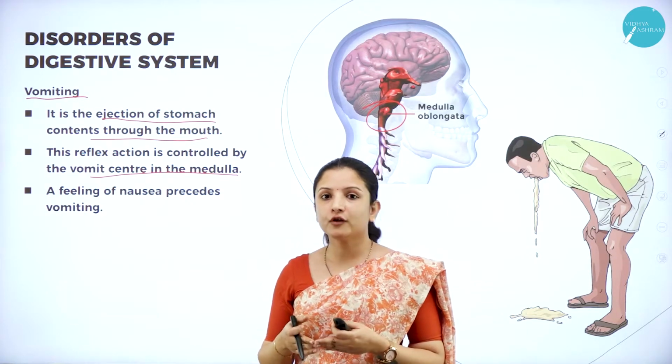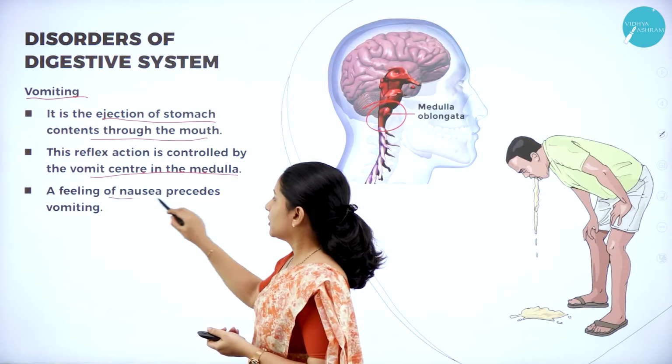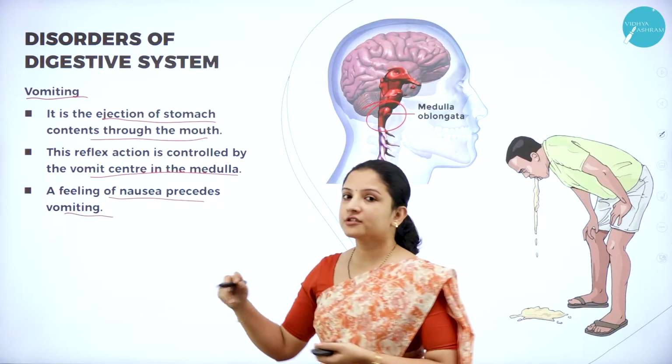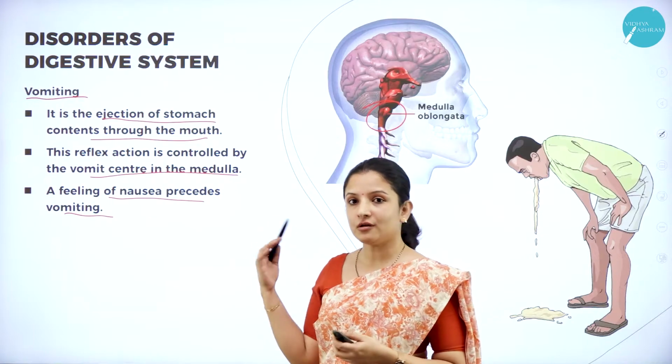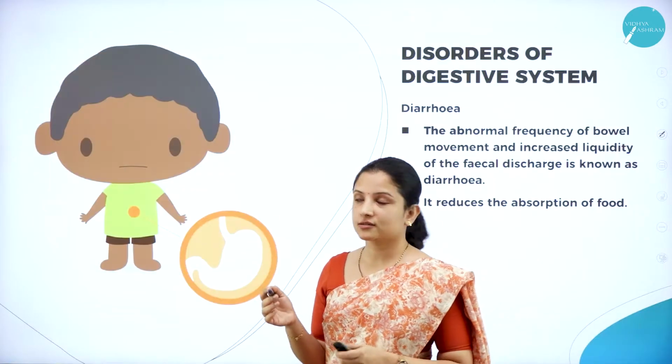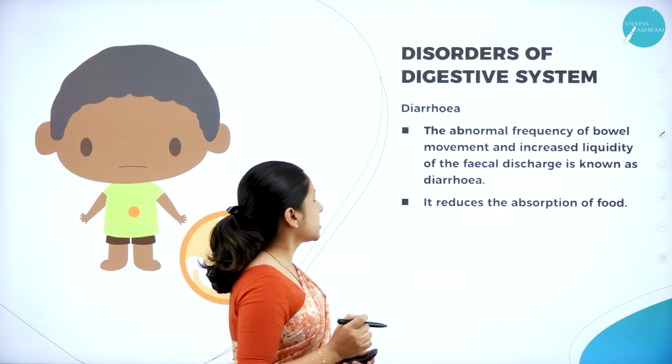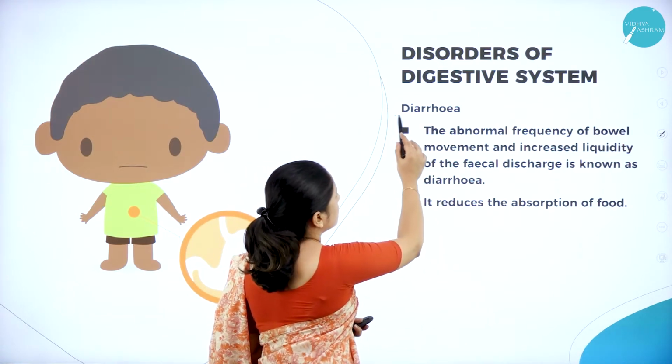And a feeling of nausea can also precede vomiting. Nausea means the urge to vomit, or the sensation of vomiting, can also occur. So this is also a digestive disorder. Next, talking about one more digestive disorder, diarrhea.